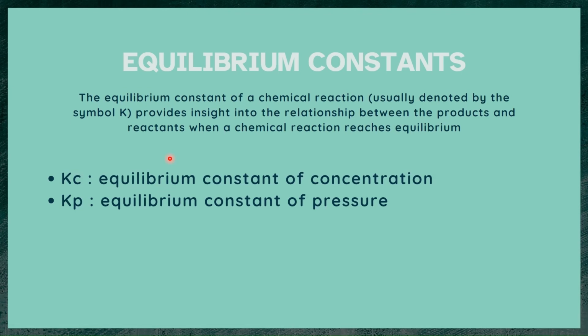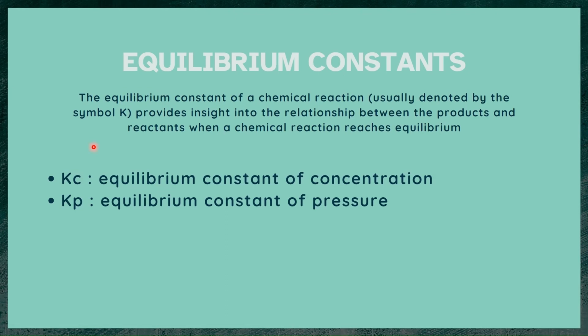So we could actually know what is specifically happening with the reactants and products at a certain equilibrium by using equilibrium constants. The equilibrium constant of a chemical reaction is usually denoted by the symbol K, and using K, we'll be able to identify if there are more products or more reactants at equilibrium.